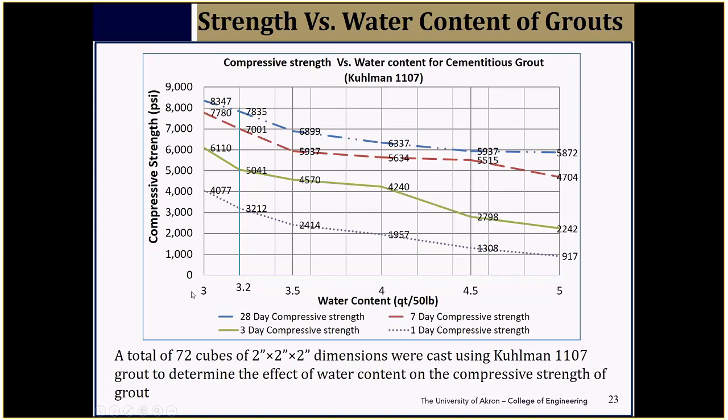But if you increase the water content as they do on the construction site, you can see the difference. This is 4,000, this is 900. That's a factor of almost 4.5. Every single strength curve is reduced by a factor of 3 or 4 if we add more water.